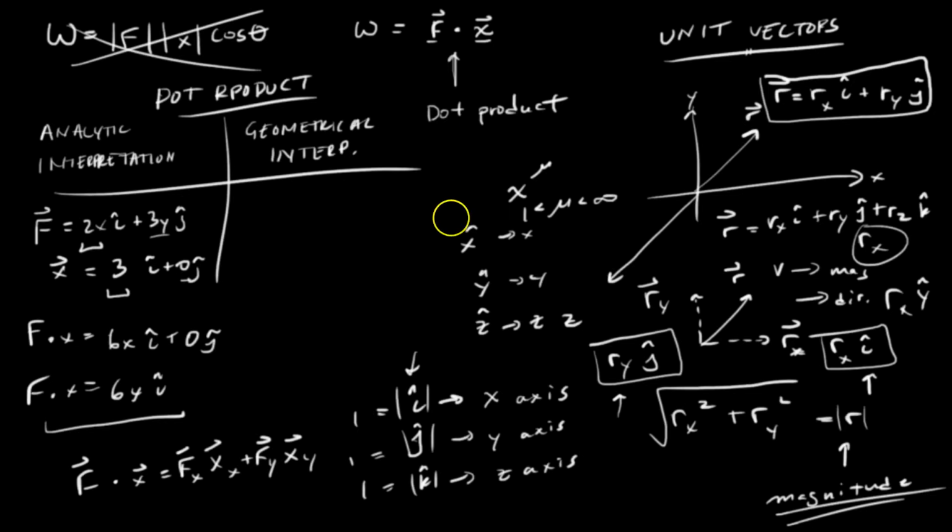So the dot product geometrically is going to be the magnitude of f times the magnitude of x times the cosine of the angle between them, and that's how we got this formula for work that we saw in class. Work is actually fx cosine theta, but it originates from the dot product, because the dot product has a rule.